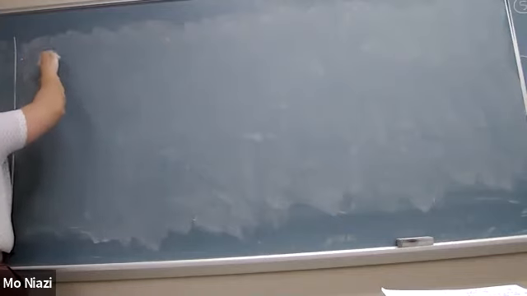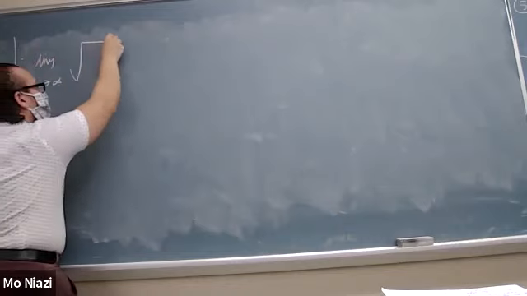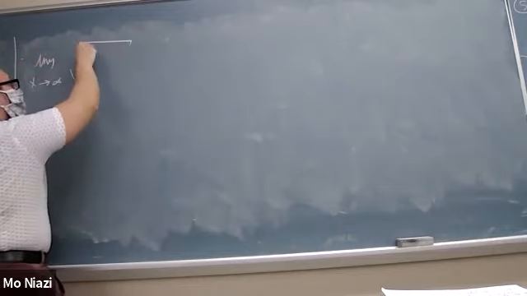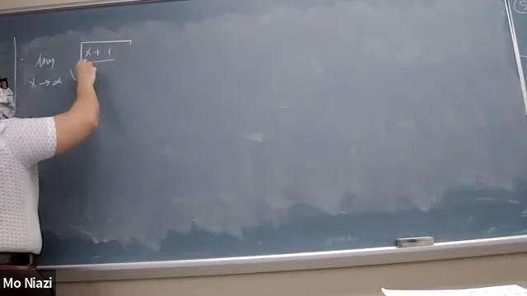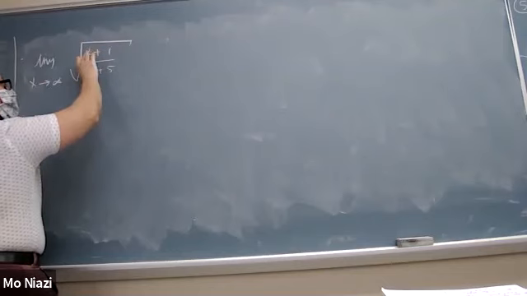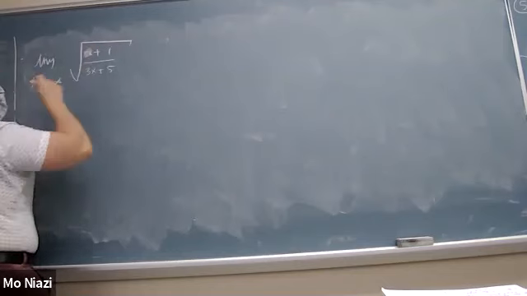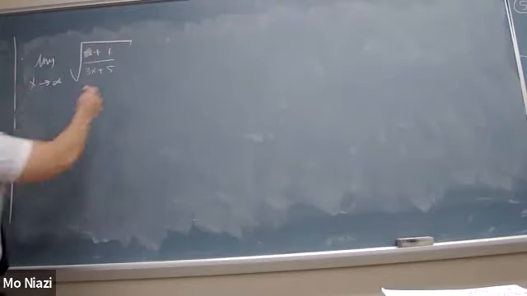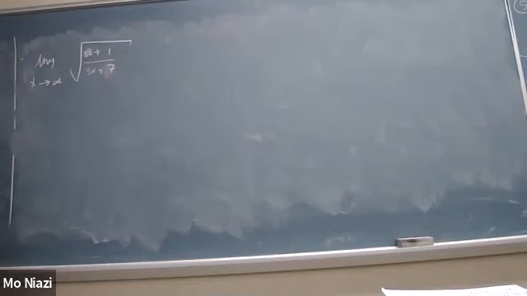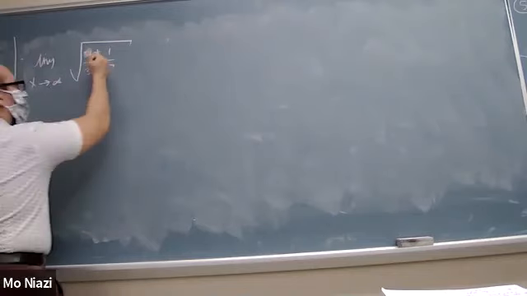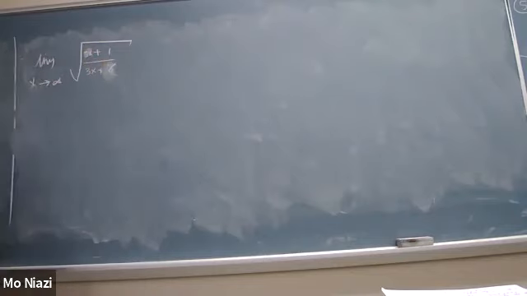So, what about the limit as x approaches infinity of this thing? Well, there we go. What is the horizontal asymptote? What is the vertical asymptote? In fact, what is the domain?